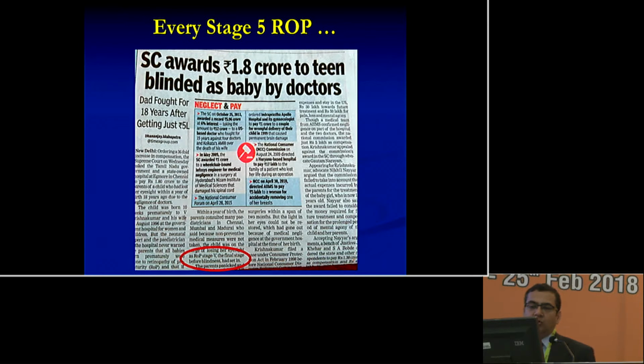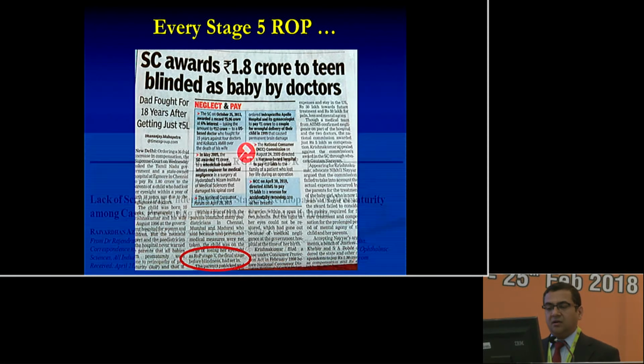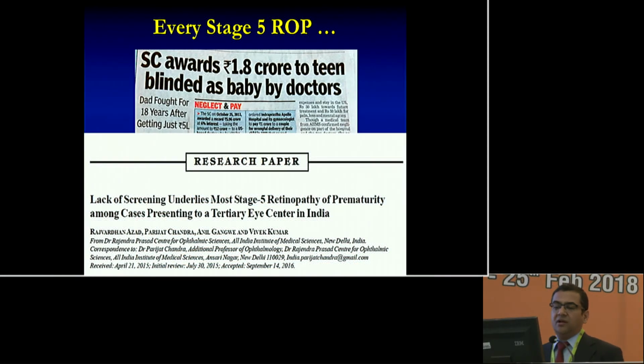And obviously, if you don't screen them, every child with severe ROP is going to go into stage 5 ROP. Obviously, many of them will spontaneously regress, but if you have severe ROP coming in and you don't screen it, it is going to go into stage 5 ROP, and the child is going to become bilaterally blind. So there are a lot of medico-legal cases coming up right now, and you need to be aware that these are caused due to lack of screening. So if you don't screen these babies in time, and the only way to screen these babies is through an ROP screening program, these babies are going to go blind.